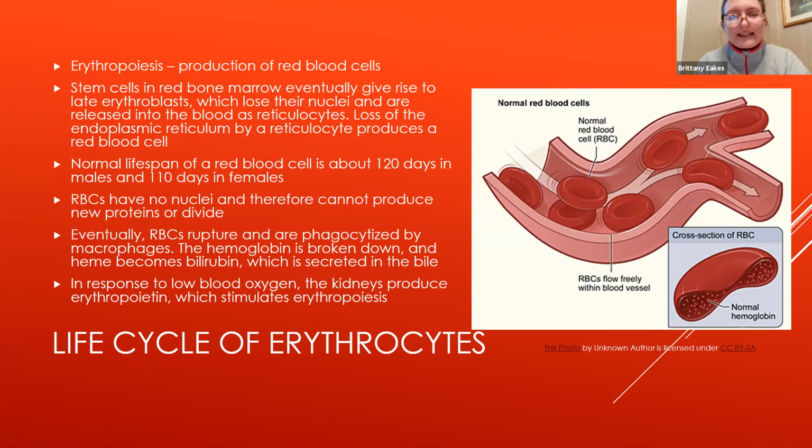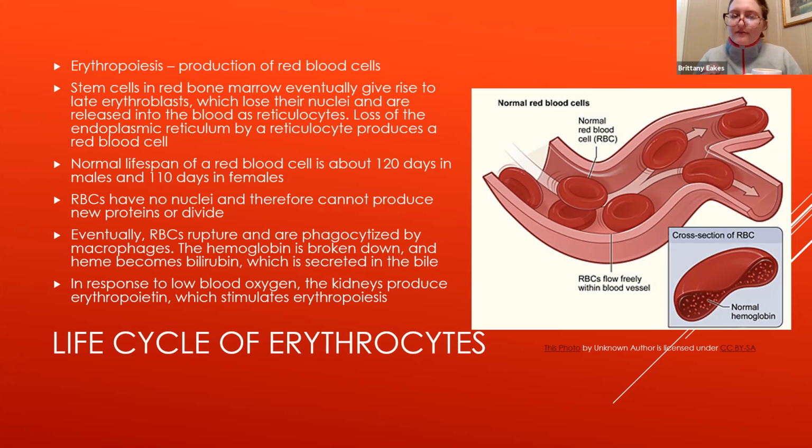Once again, don't be intimidated. We're just going to get through this together. So basically, the stem cells that are in the red bone marrow produce the erythroblasts, which eventually turn into the erythrocytes. So the blast is like the immature.